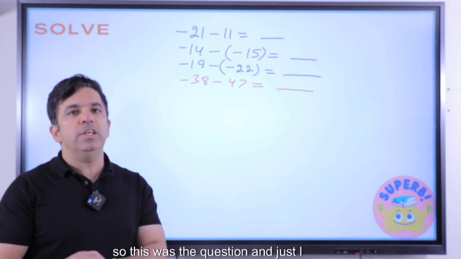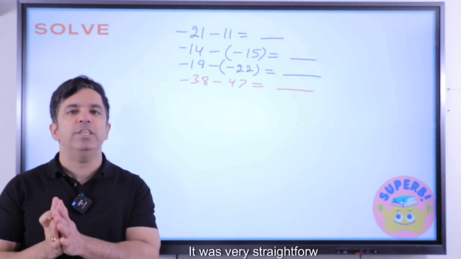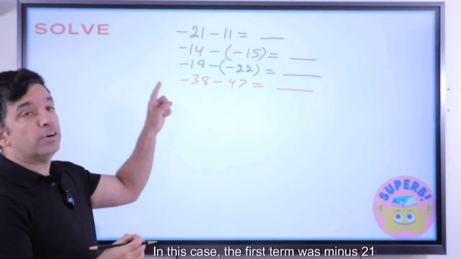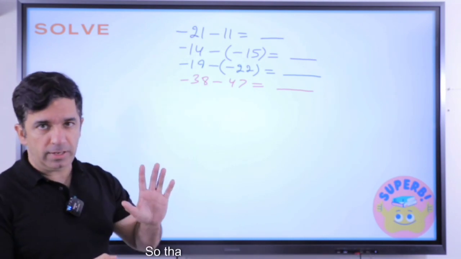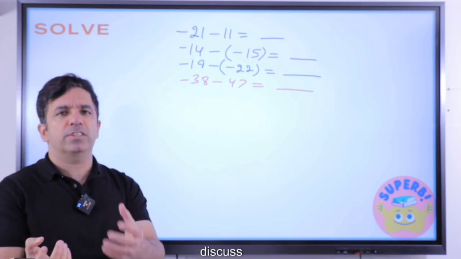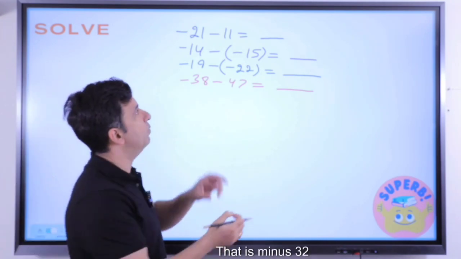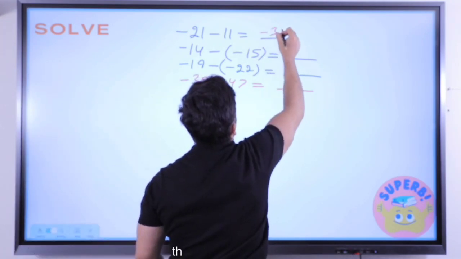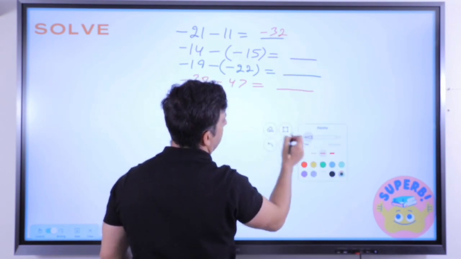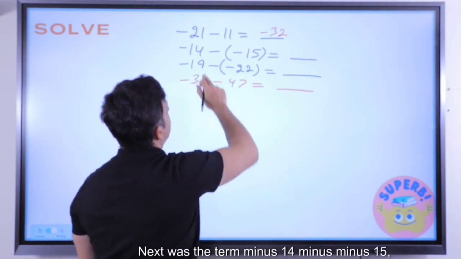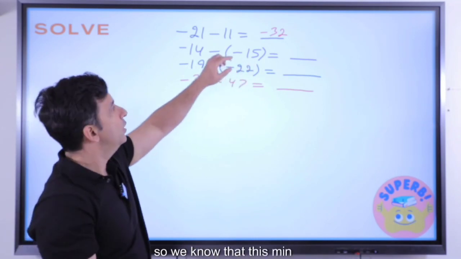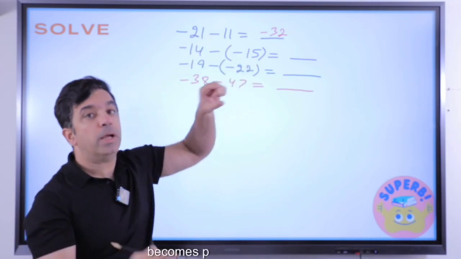So this was the question, and just like the previous one, it was very straightforward. In this case, the first term was minus 21 minus 11. That was a case that we have already discussed many times. It would be minus of 21 plus 11, that is minus 32. This was the answer to this term. Next was the term minus 14 minus 15. So we know that minus of minus 15 becomes plus 15.